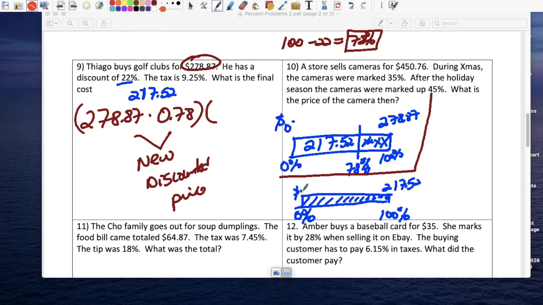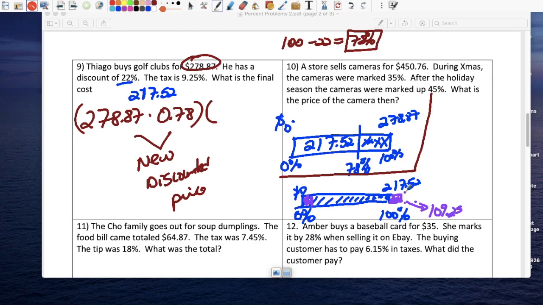$0, right? Except that now we have to figure out the taxes. Tax is 9.25%. So imagine if you actually figure out, hey, you have $217.52. What is 9.25%? Let's imagine that is that much. Well, you're going to duplicate that, add it to the end, right?